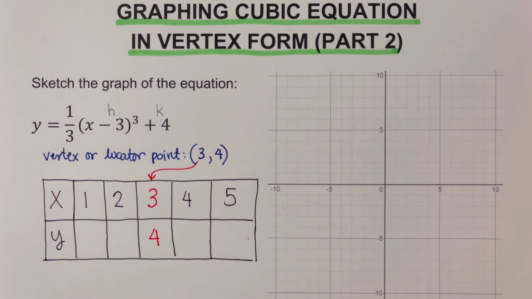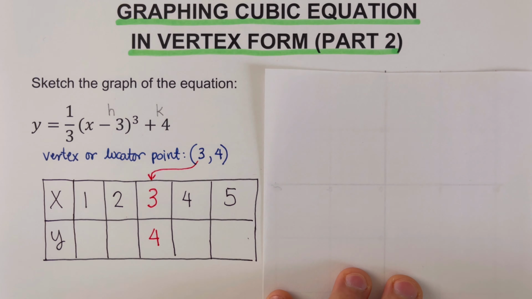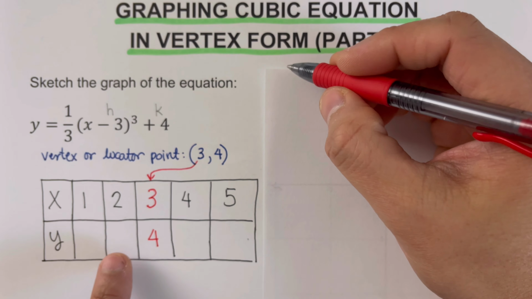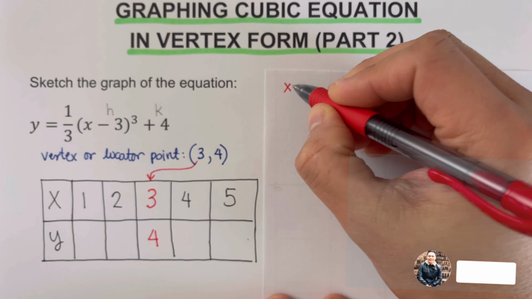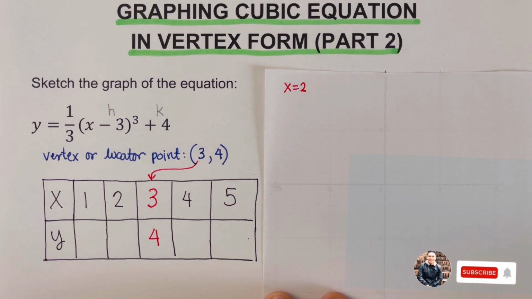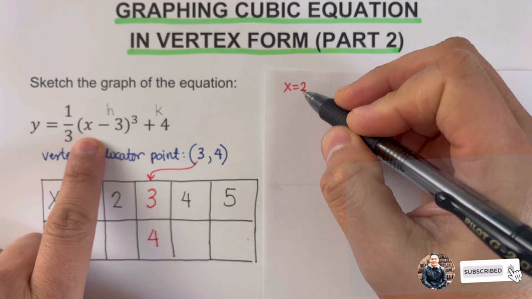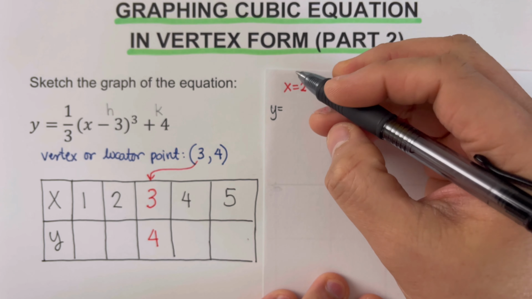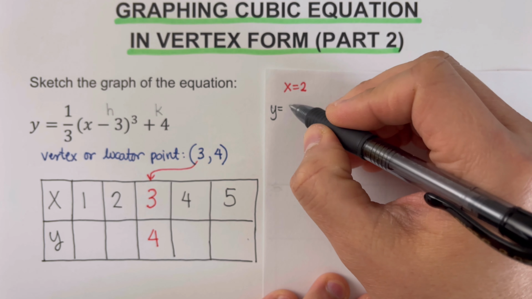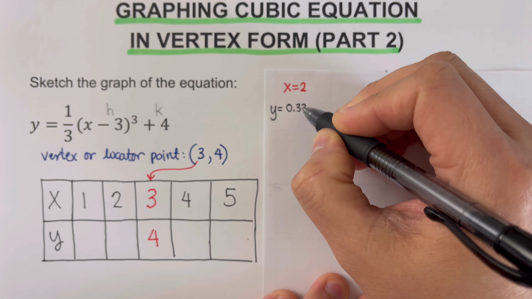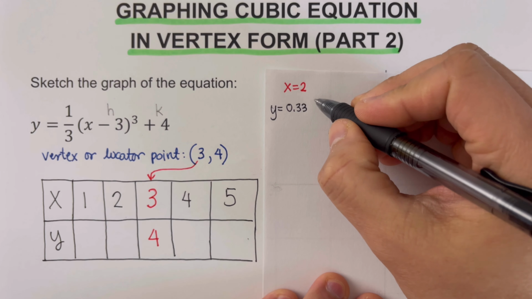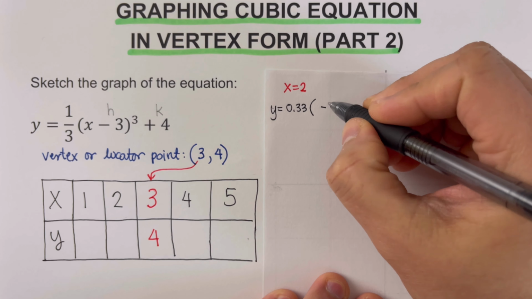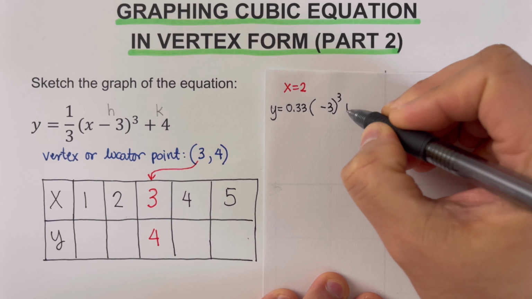Our next task is to determine the values for the rest of these blanks, which are the y values. I'm going to show the work down here. We're going to start with x equal to 2 and solve for y. We're going to use this equation, but change this x into 2. So y equals 1/3, which in decimal is 0.33. So we can use that, 0.33, and then times x minus 3 cubed plus 4.